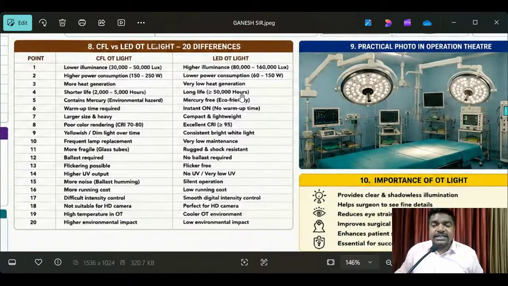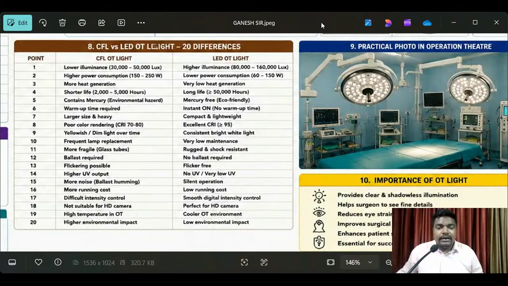It's fantastic, yes or no? Right. And fifth point, see here, CFL contains mercury, an environmental hazard, and LED is mercury free, eco friendly. Okay. If you know all these things, then you can recommend which equipment you need to buy, because hospital management is going to ask you. If you have been working a long time, they will trust your skills, so you should give good advice. Engage in my live sessions and try to get the points.